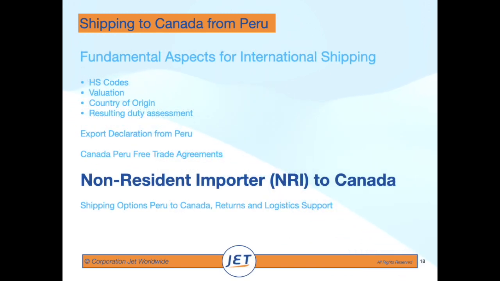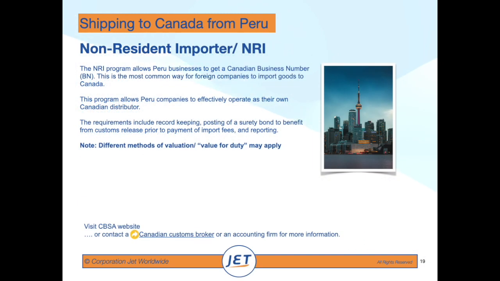Non-resident importer program to Canada. The NRI program allows Peruvian businesses to get a Canadian business number. It can greatly simplify the import process without having to involve your Canadian customers. Essentially, Peruvian companies can act as their own distributor for goods to Canada and North America. The requirements include posting of a surety bond and record keeping. Note that the valuation rules may differ for non-resident imports.